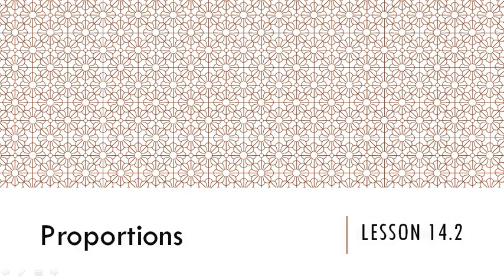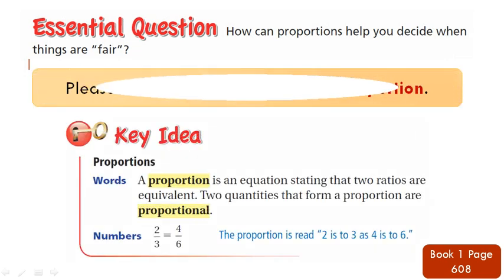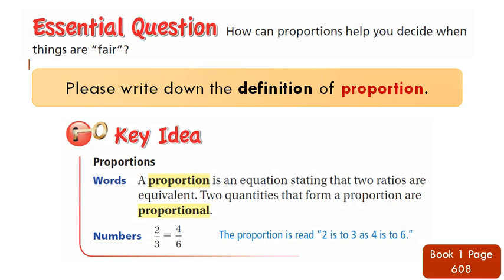Proportions. How can proportions help you decide when things are fair? Well, the key idea for proportions is that it's an equation stating that two ratios are equivalent. Two quantities that form a proportion are proportional.